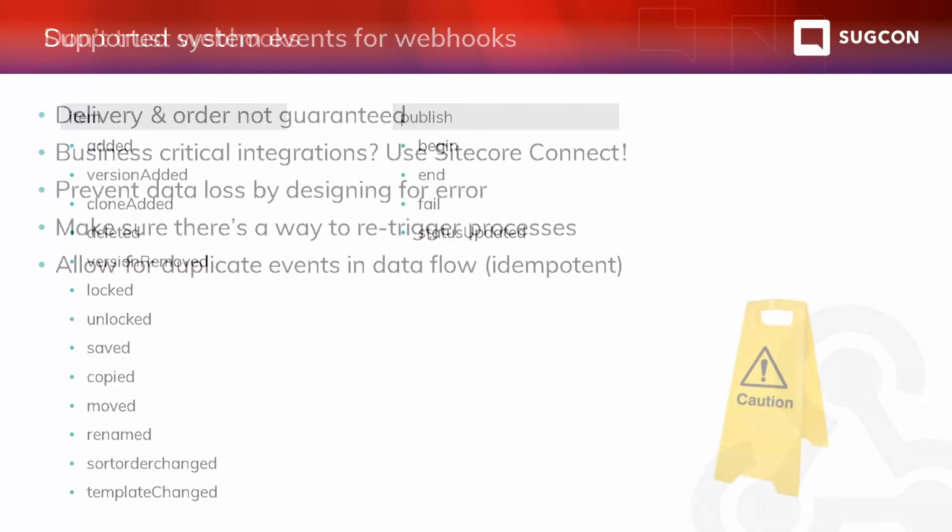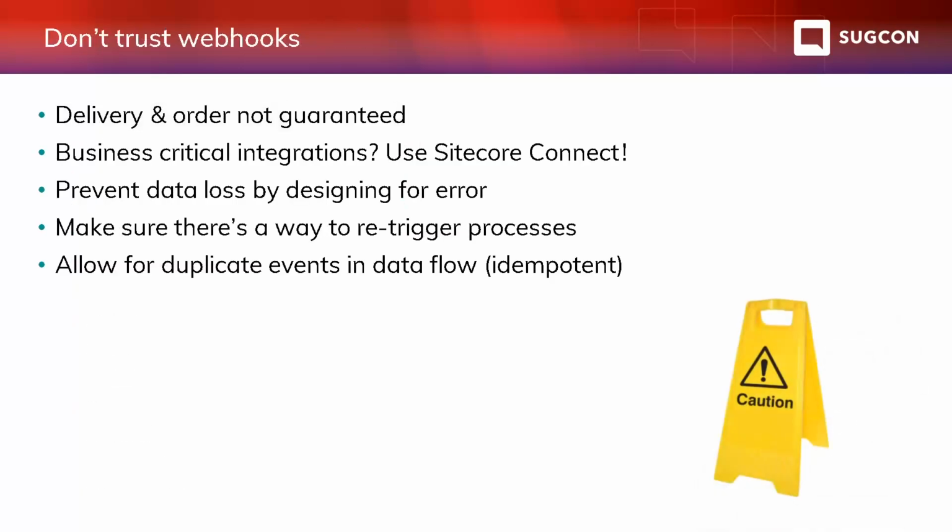But be aware, and this might be a little bit of a bold statement, but don't trust webhooks. The delivery is not guaranteed. And also not the order. So you might receive the events in a different order. If you really want to create business critical integrations, you're better off using Sitecore Connect actually.